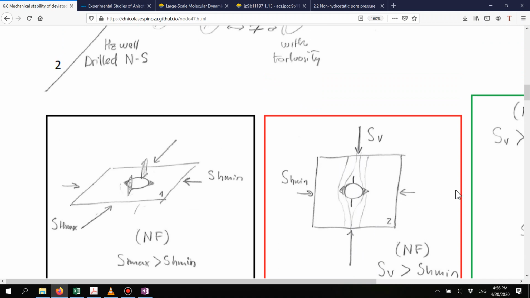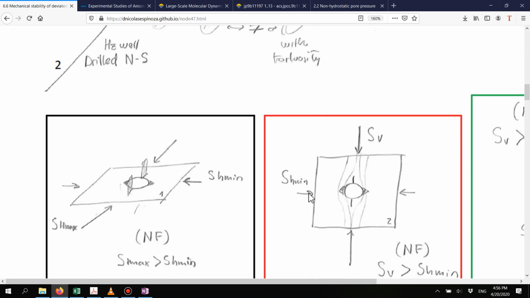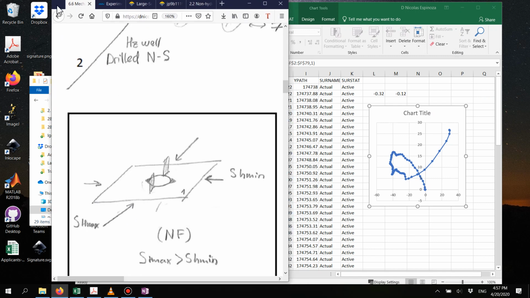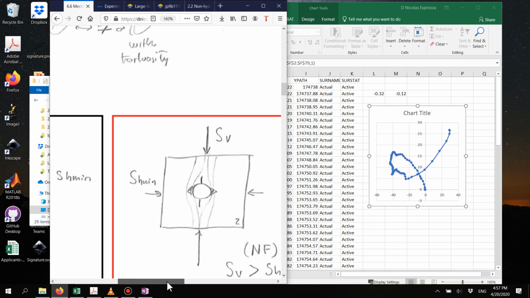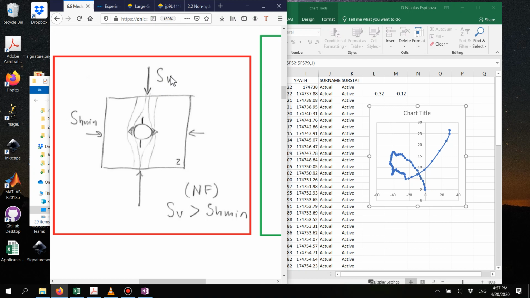And in this case, in the cross section of this horizontal wellbore, we will have acting vertical stress and SH min. Notice that now we don't have SH max anymore because SH max is perpendicular to the screen. So let's go to that case. For such a horizontal wellbore, now these are the two stresses that we have to consider. Because this is normal faulting, the vertical stress is going to be higher than the horizontal stress.